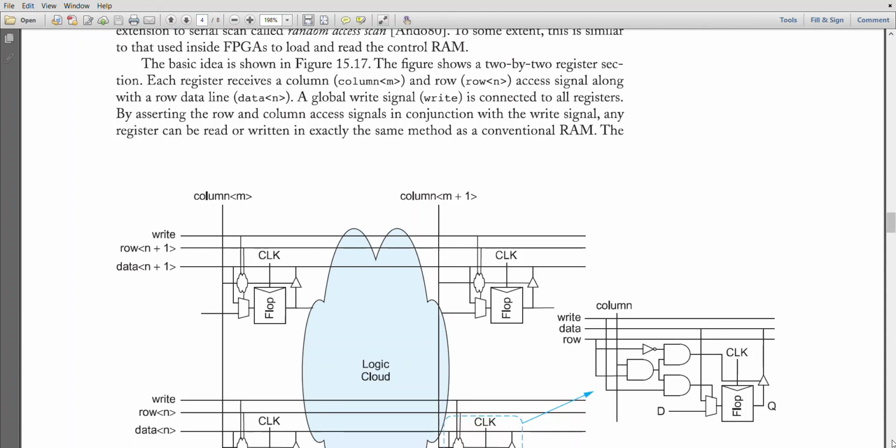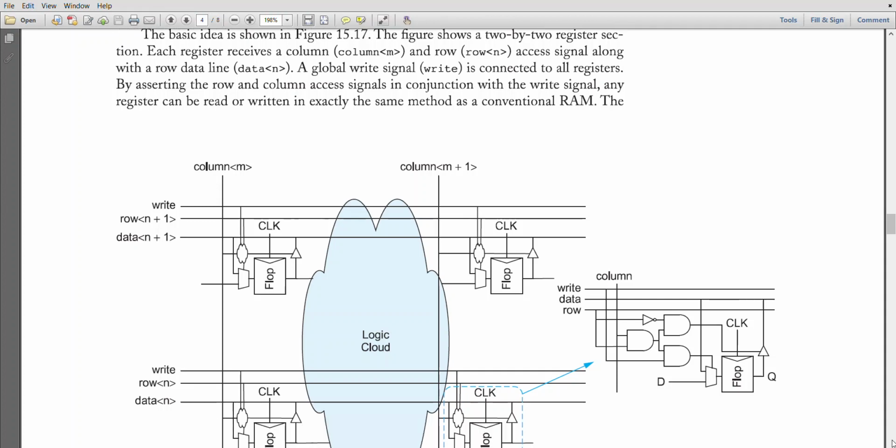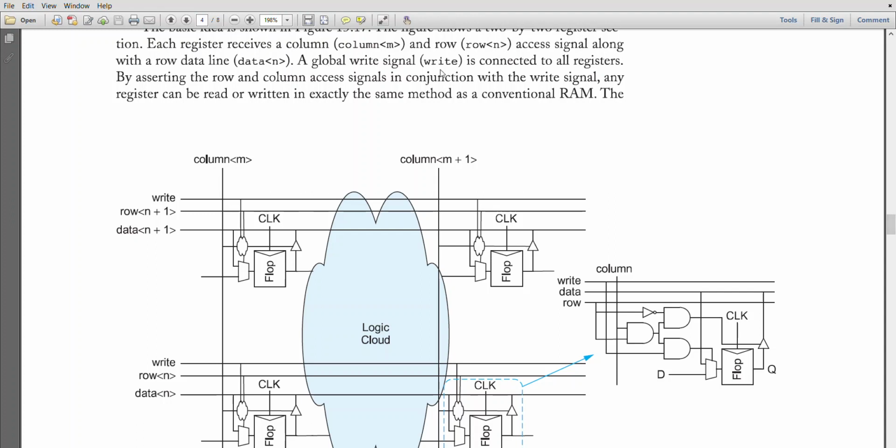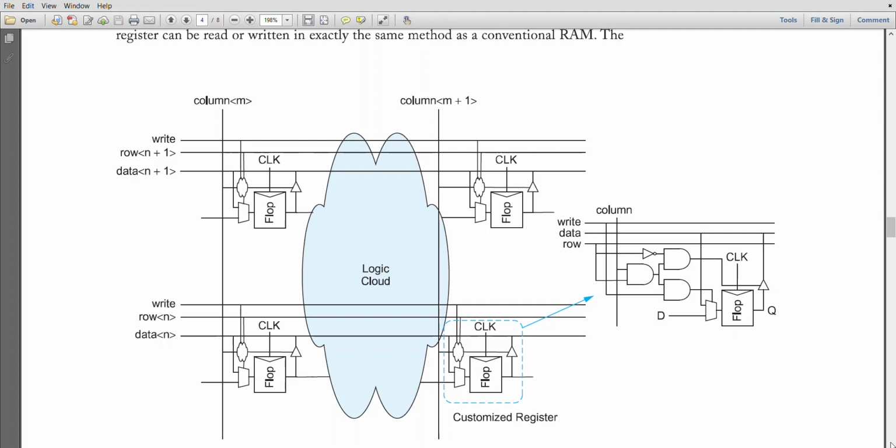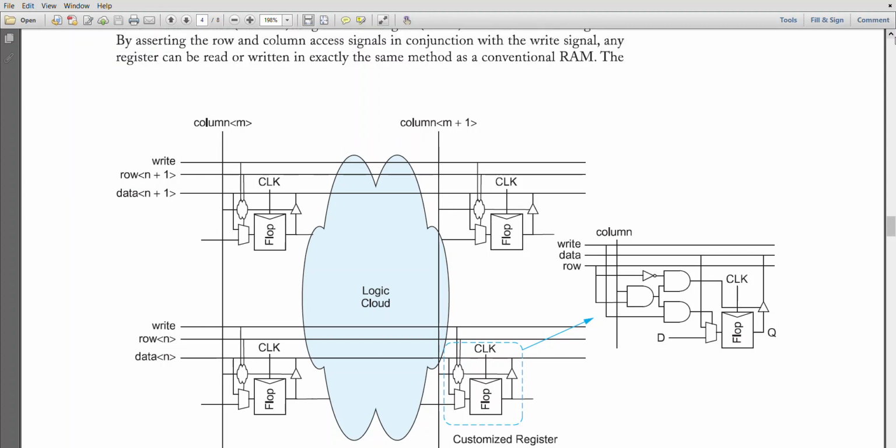Okay, so two register sections are there. Each register receives a column and row access signal along with a row data line. A global write signal is there that is connected to all the registers. So a global row data, this is row, this is data, these are the rows, and this is n plus 1, whatever n is there. If you say that three rows are there, then 3 plus 1 is 4. So this is how it is defined, and this is the customized register.